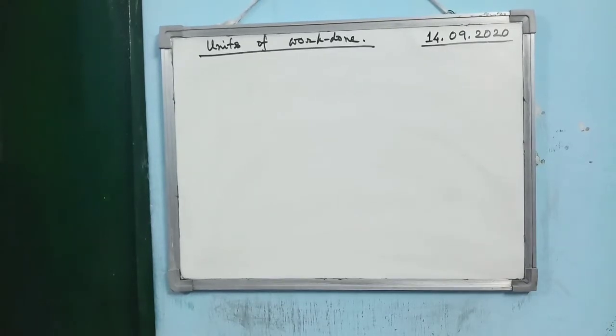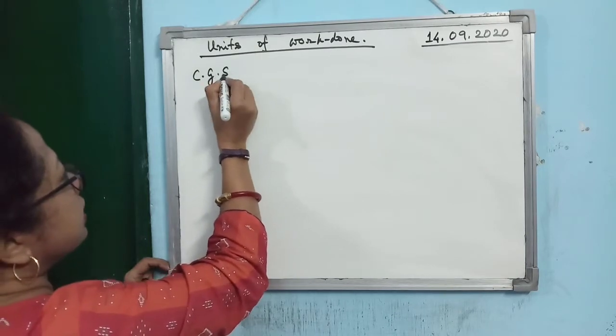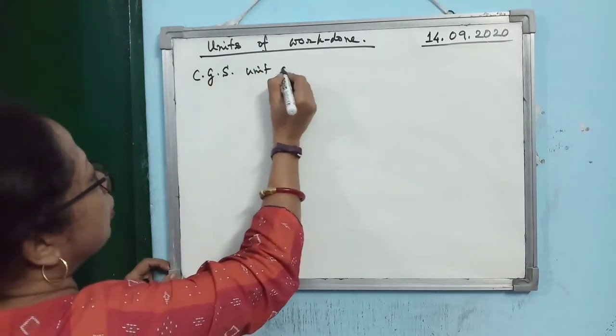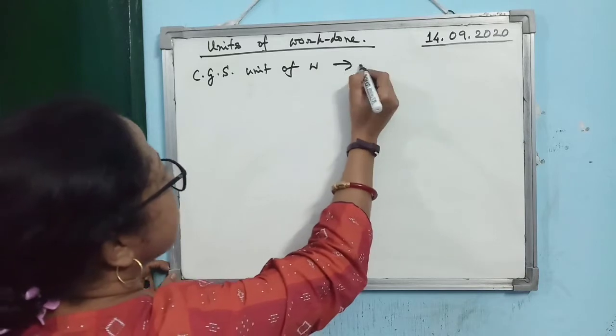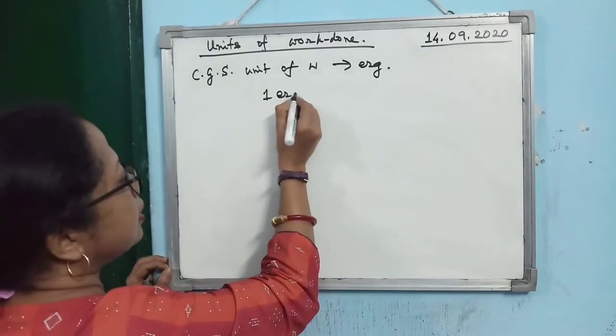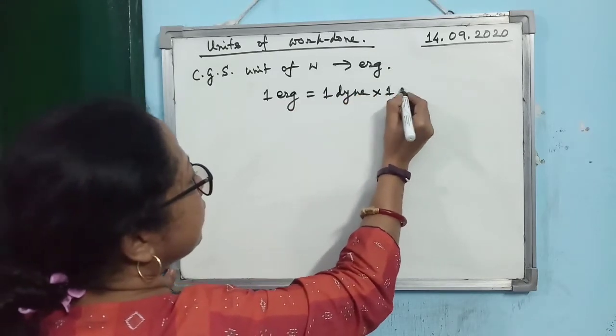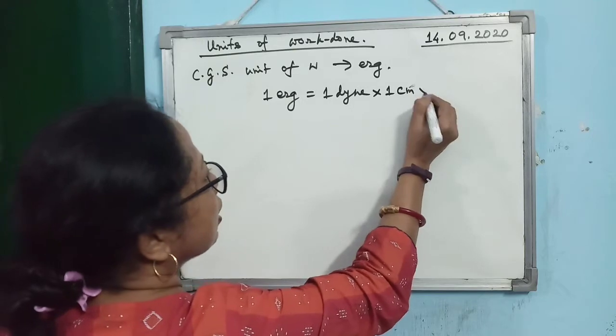Next concept: what are the units of work done? We already know that the CGS unit of work done is known as erg, isn't it? Now how can you write 1 erg? 1 erg is equal to 1 dyne into 1 centimeter into cos 0 degree.